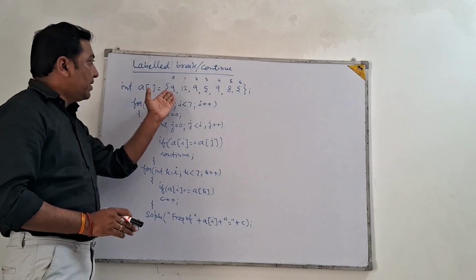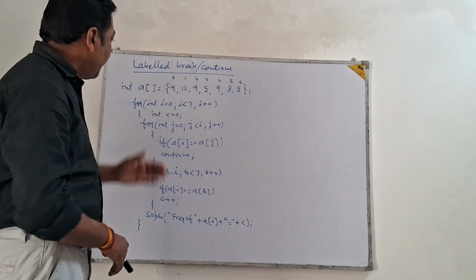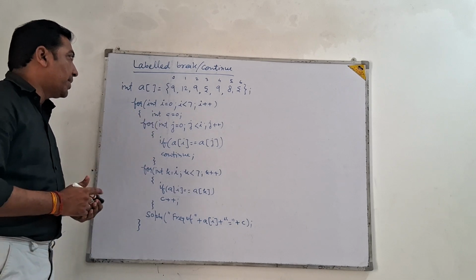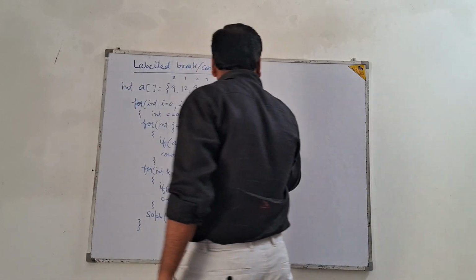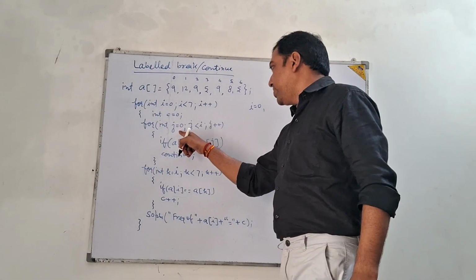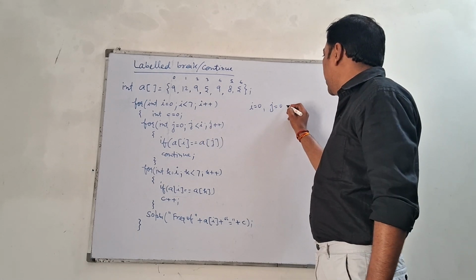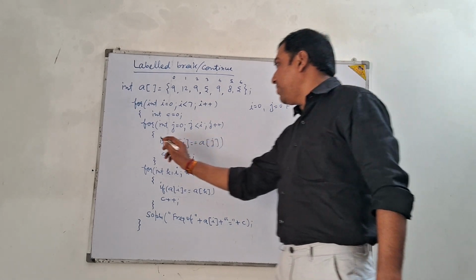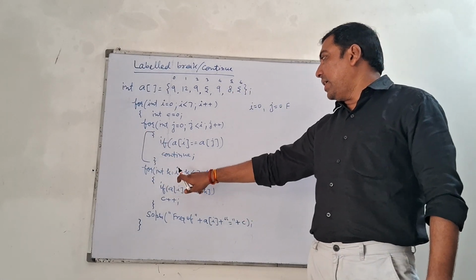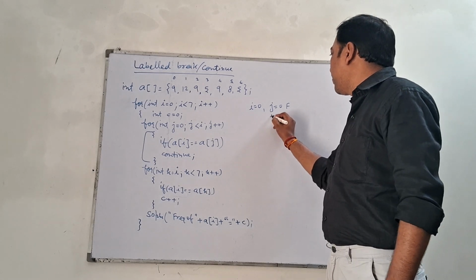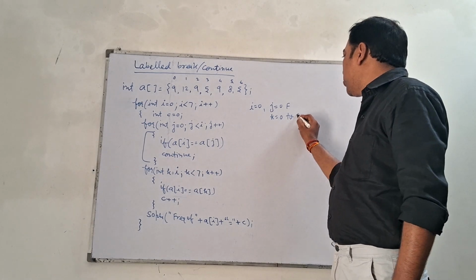Suppose one array is there with a few elements: 9, 12, 9, 5, 9, 8, 5. Now this code is there. Now see how it will work. First time i equal to 0, j equal to 0. 0 less than 0, the condition is false. That means this time this loop will not work. So directly we will go to this place, and k will start from 0 and it will go to less than 7, that means 0 to 6.